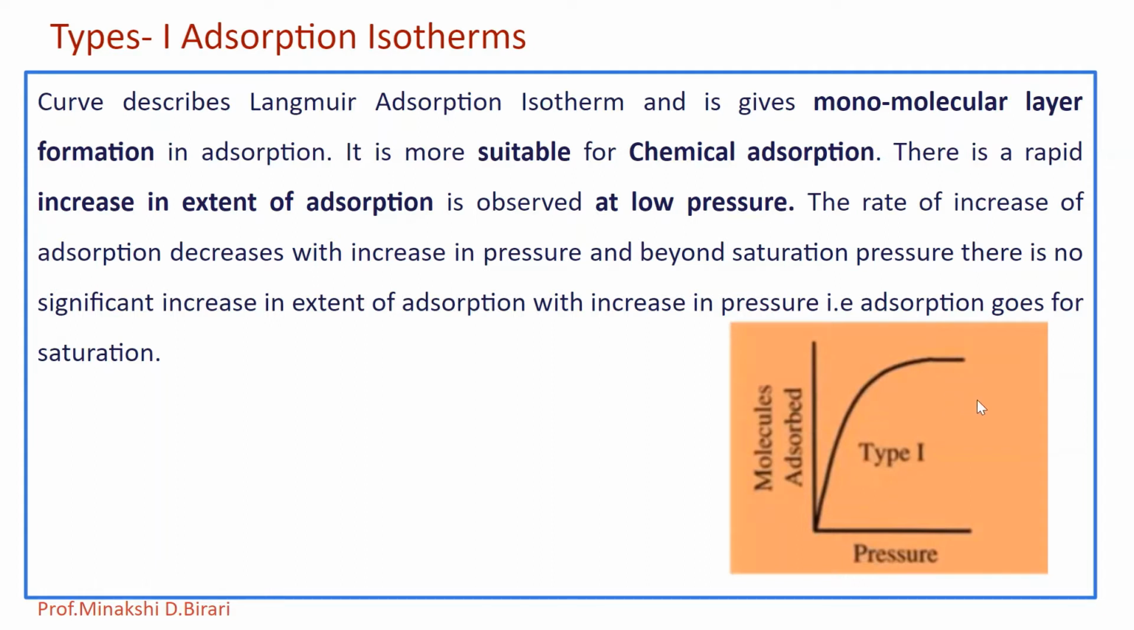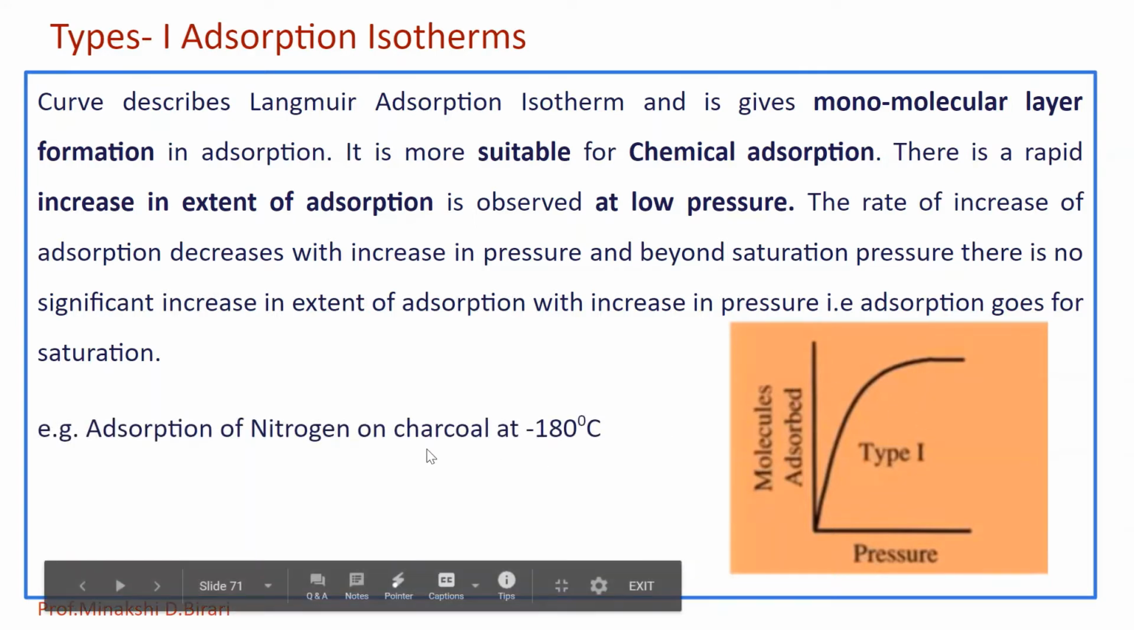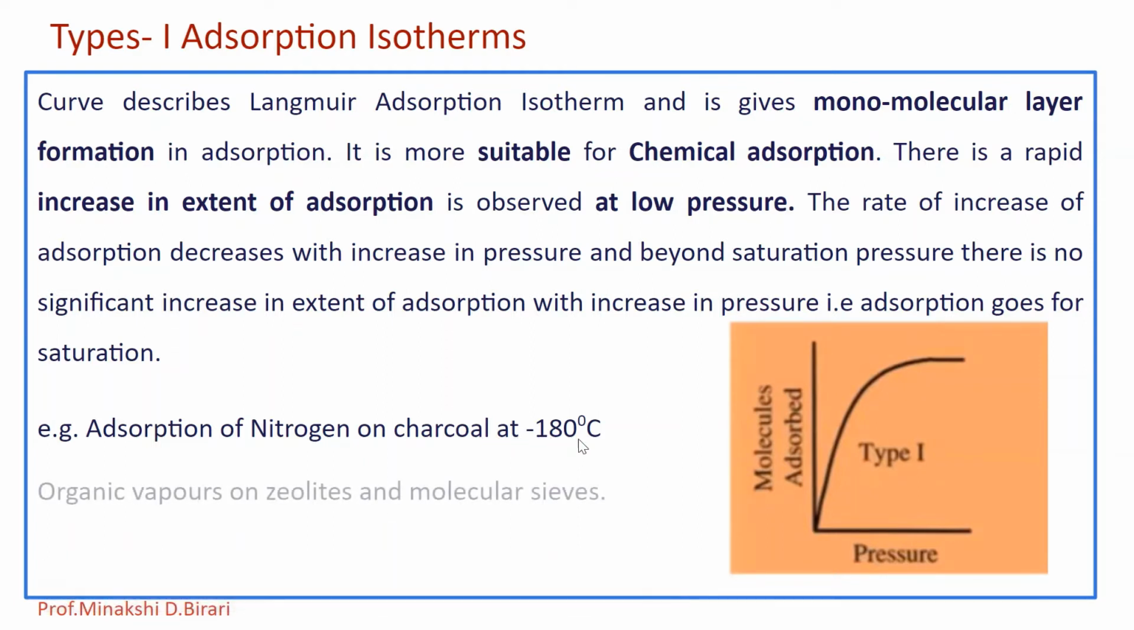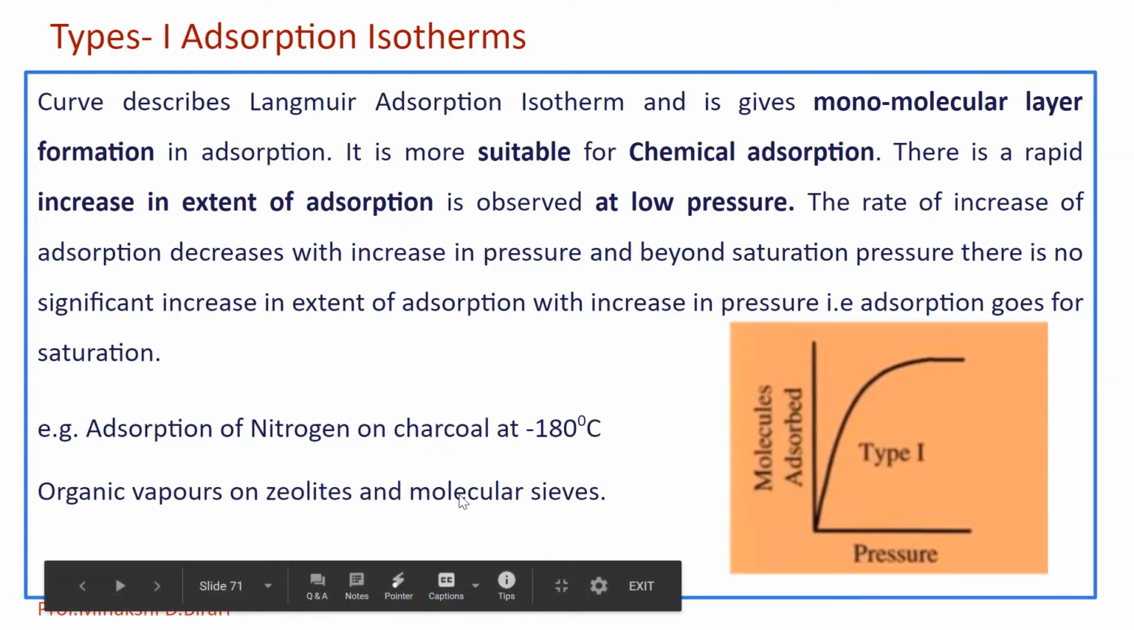Type first isotherms are typical of microporous solids where only monolayer adsorption occurs. In these, micropore filling occurs significantly at relatively low relative pressure. Examples for this type of adsorption isotherm are adsorption of nitrogen on charcoal at minus 180 degrees Celsius, and organic vapors on zeolites and molecular sieves.